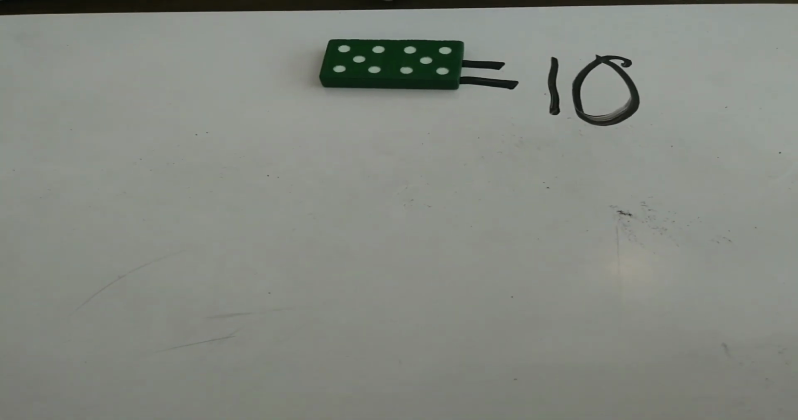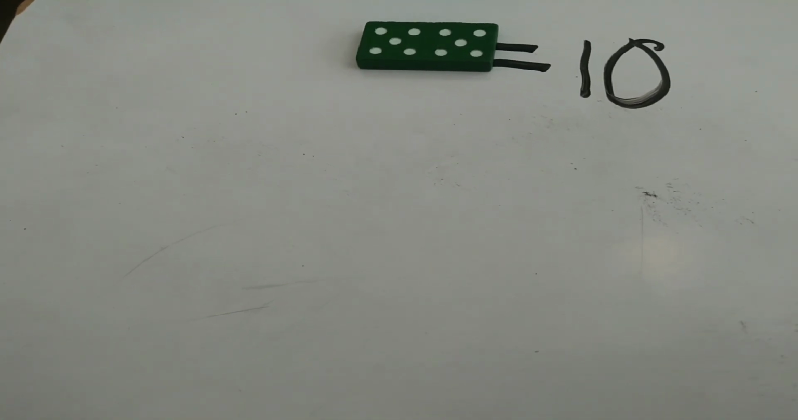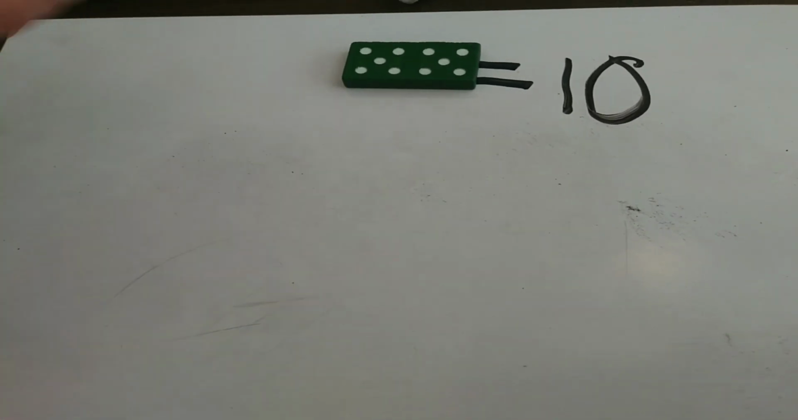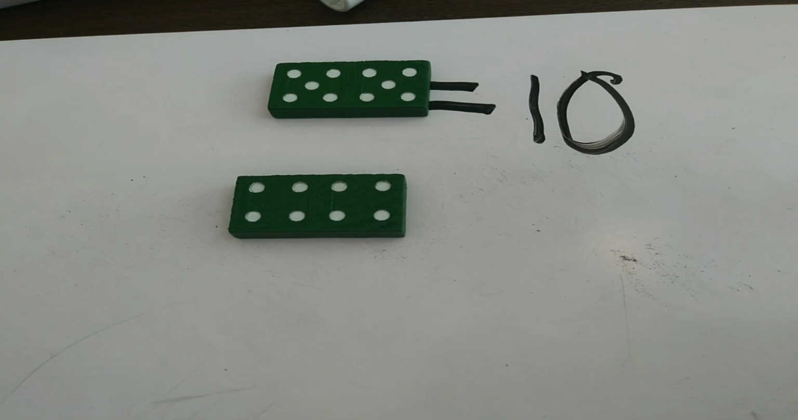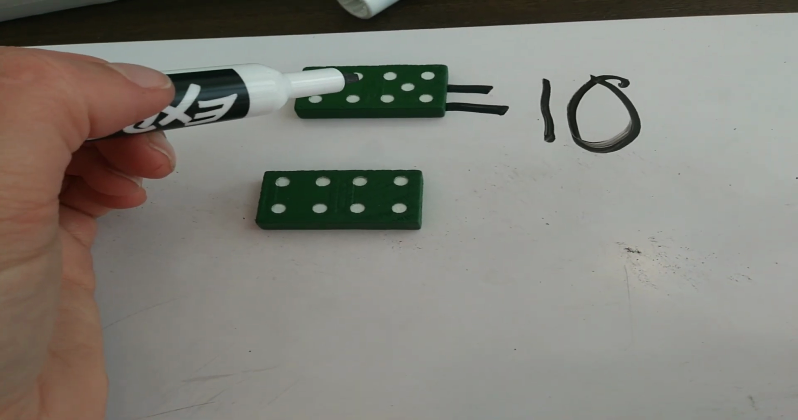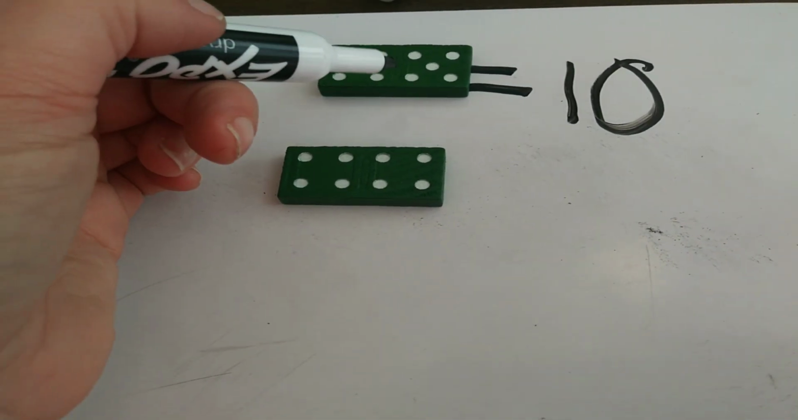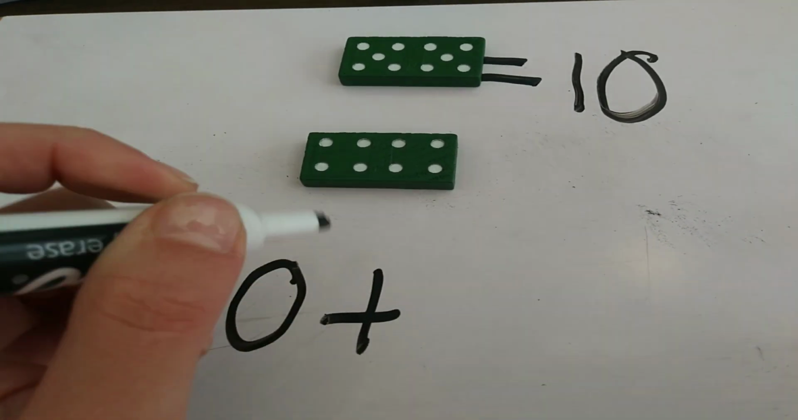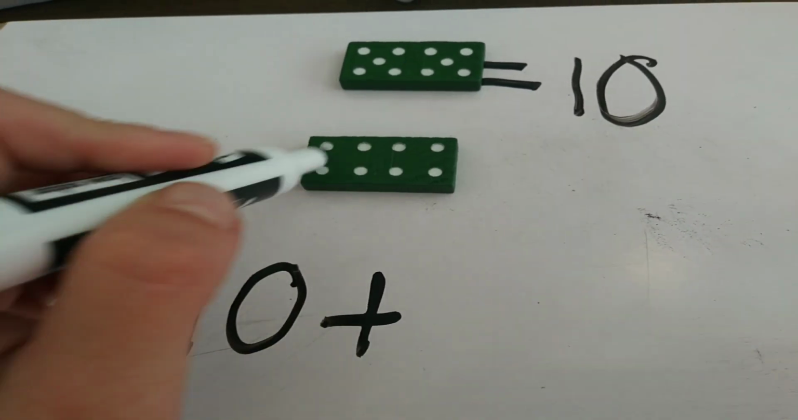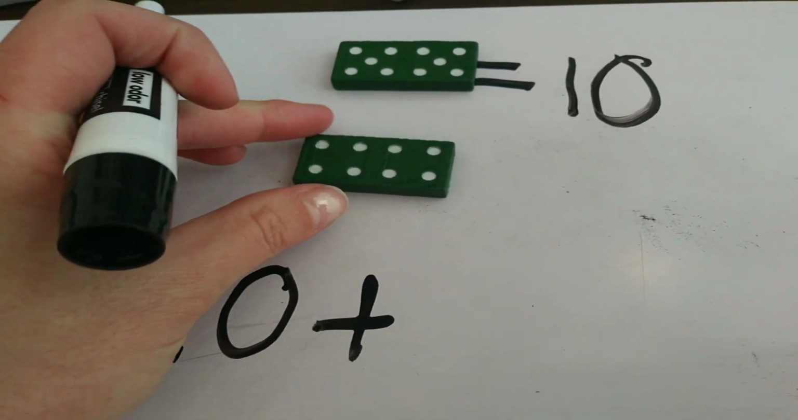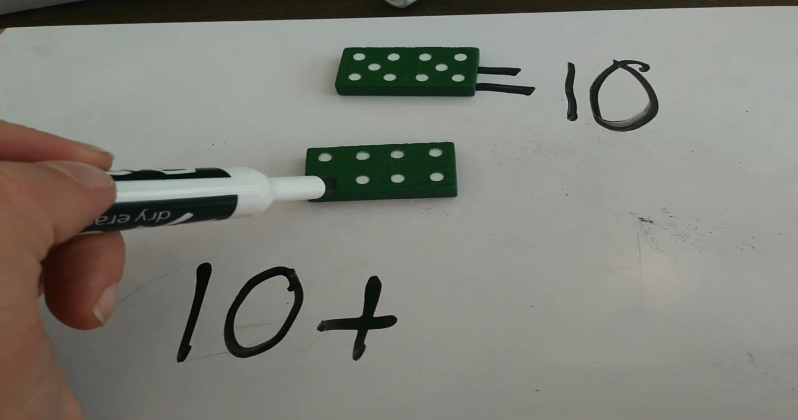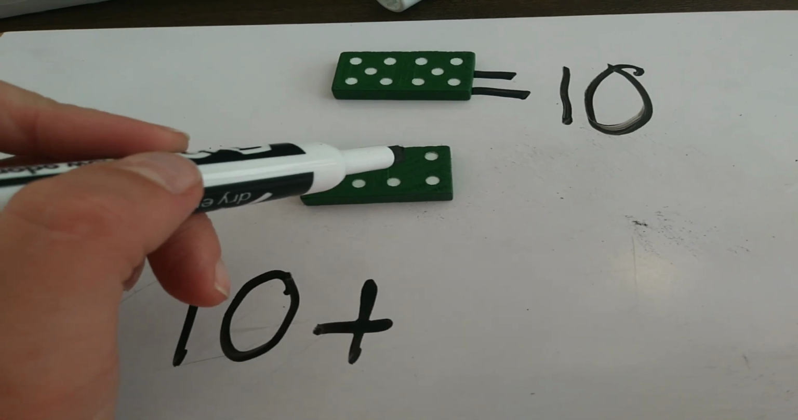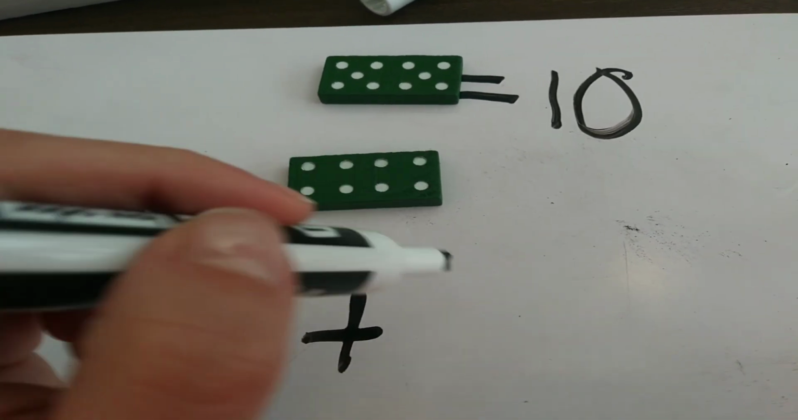Okay. Let's try another one. Let's try this one. How many dots are there on that top domino? 10. Very good. How many are on this one? Remember to count them all on this one domino here. 1, 2, 3, 4, 5, 6, 7, 8.